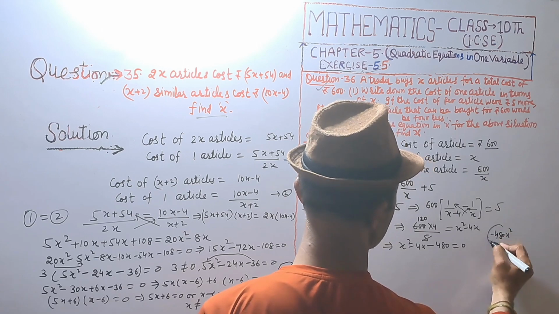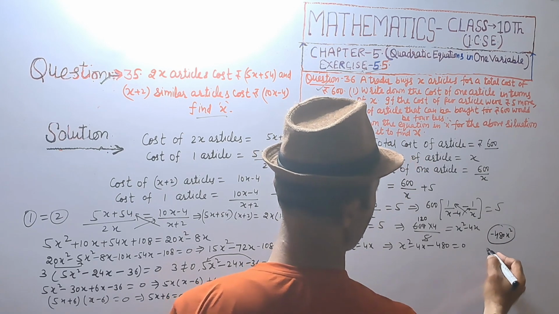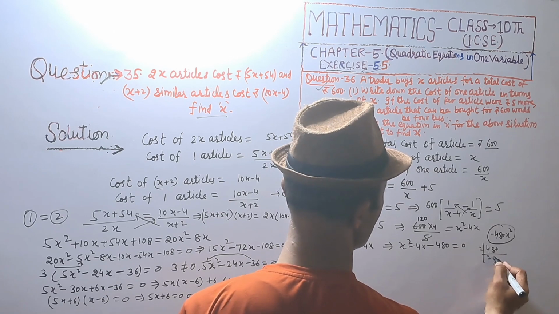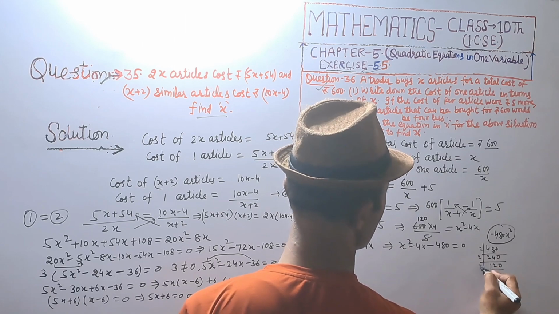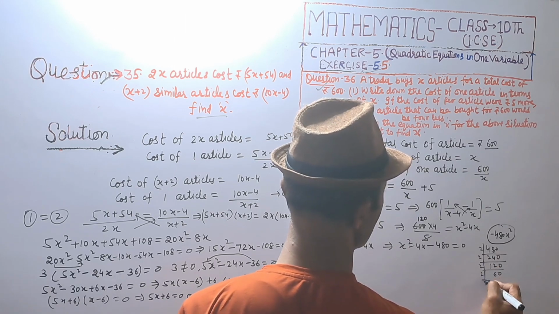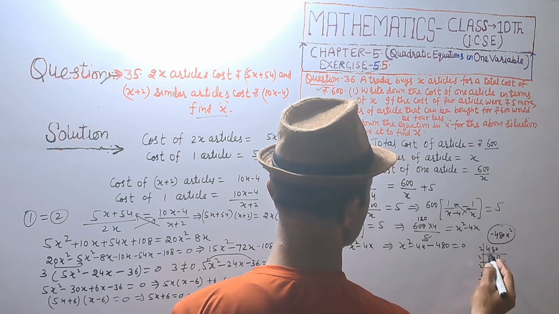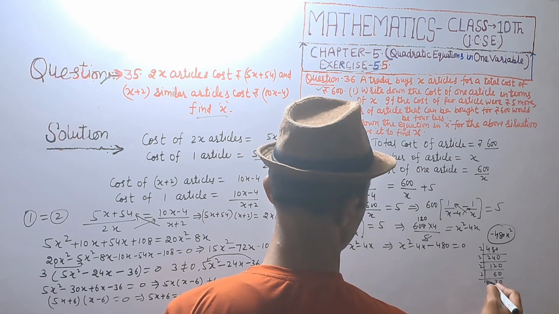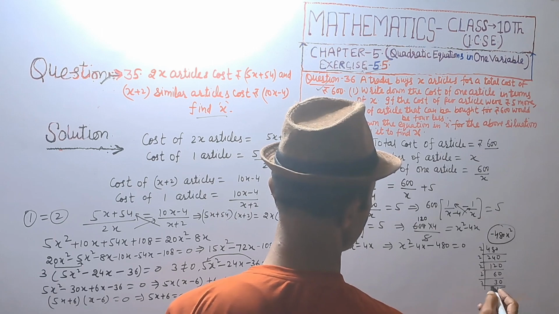480x square negative, and prime factors of 480 are 2, 240, 2, 120, 2, 60, 2, 30, 2, 15.